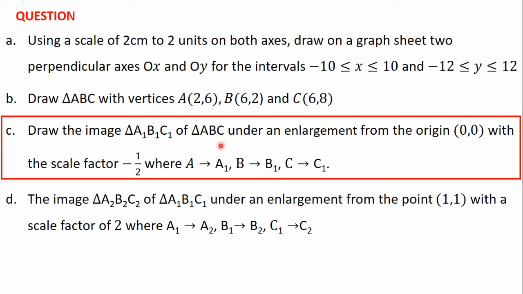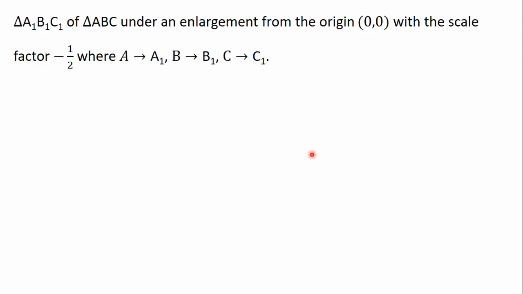And then we will enlarge the point C from the origin using a scale factor of -half to get the point C1. So let's do that. We have learned from the previous videos that when we enlarge a point from the origin, to get the image, we will multiply the scale factor by the point. The scale factor we are using here is -half.